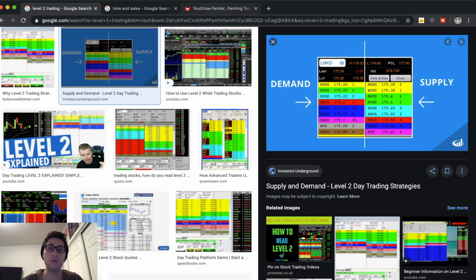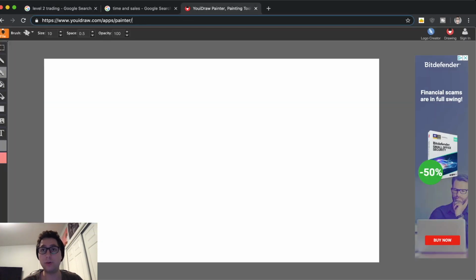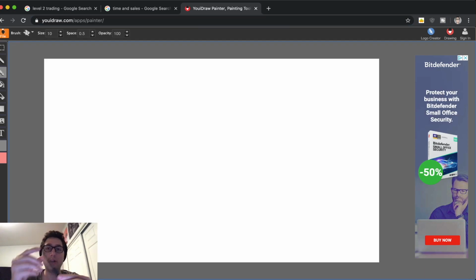To kind of take a step back, I know I always learn best through examples. So we're going to take the example of this pen, and we're going to create a marketplace for this pen, and we'll kind of create a level 2 and a time and sales for the pen so you can understand kind of what's happening when it's applied to a stock.